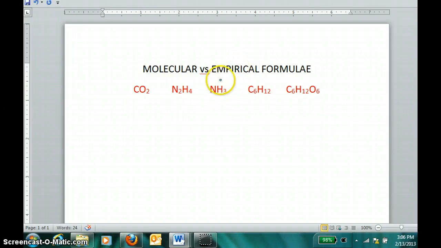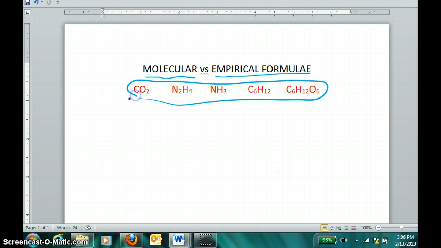So, we have been talking recently about empirical formulae for compounds, namely formulae that have a lowest whole number ratio of the different elements in the compound. But we've also talked about molecular formulae, and a molecular formula is much more specific than an empirical formula. These are all examples right here of molecular formulae because carbon dioxide and hydrazine and ammonia and hexene and glucose are all molecular compounds. They don't have metals in their formula anywhere.